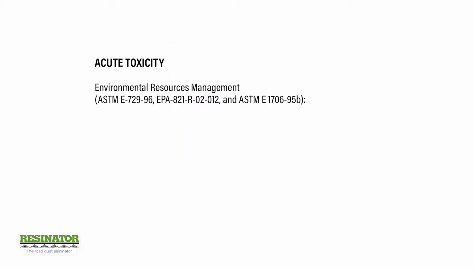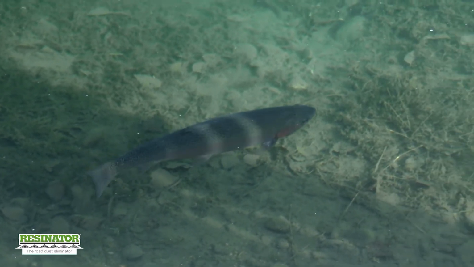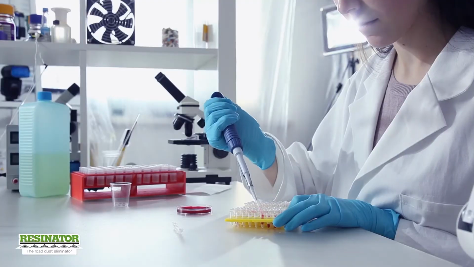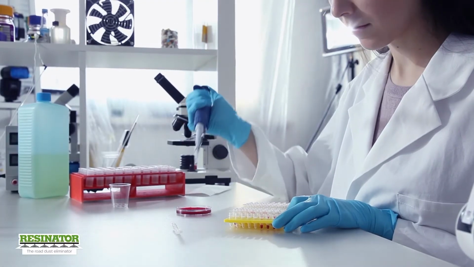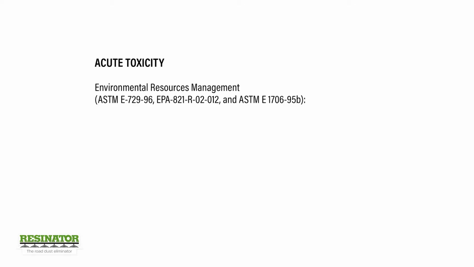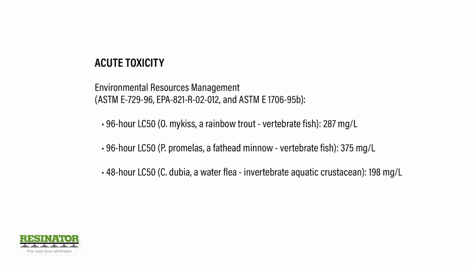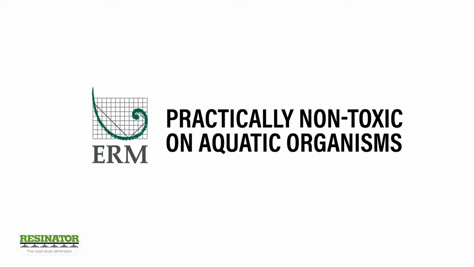Acute toxicity was studied first. This test is designed to measure the short-term effect of a product on aquatic life forms at relatively high concentrations. The test determines the lethal concentration required to kill 50% of the population of an organism. After testing Resinator on fish, minnows, and crustaceans, ERM found Resinator to be practically non-toxic to aquatic organisms with an LC50 of greater than 100 milligrams per liter on all 3 organisms tested.